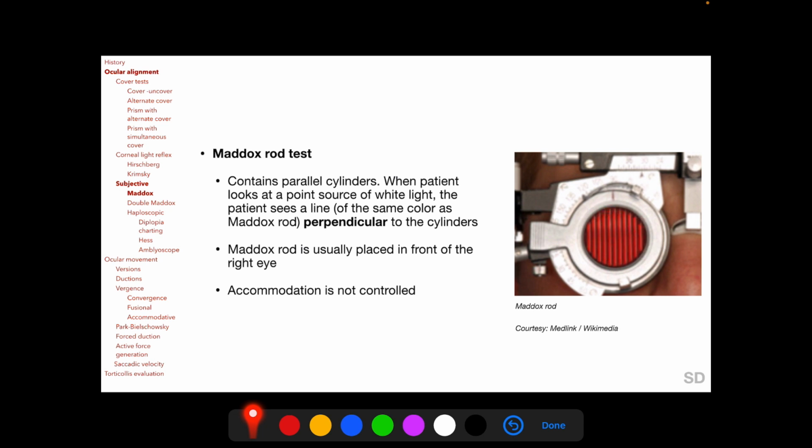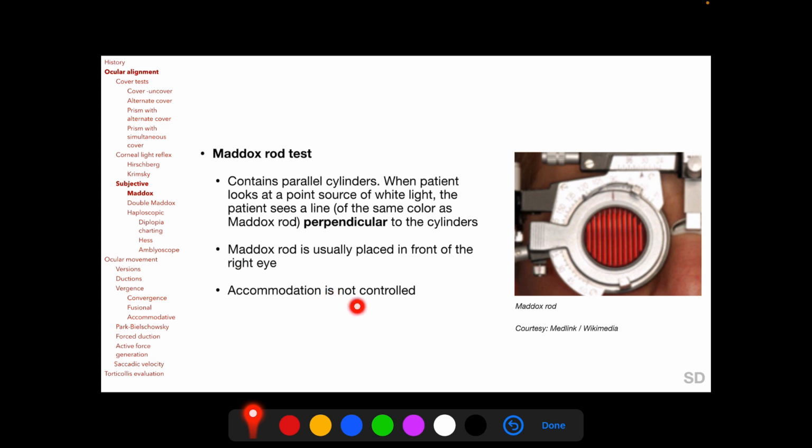So when the patient is shown a point source of white light through this Maddox rod, the patient will perceive a horizontal line perpendicular to the vertical cylinders, and since the cylinders are red in color, the horizontal line will also be red in color. By convention, in the Maddox rod test, the Maddox rod is positioned in front of the right eye, and usually a red colored Maddox rod is used.